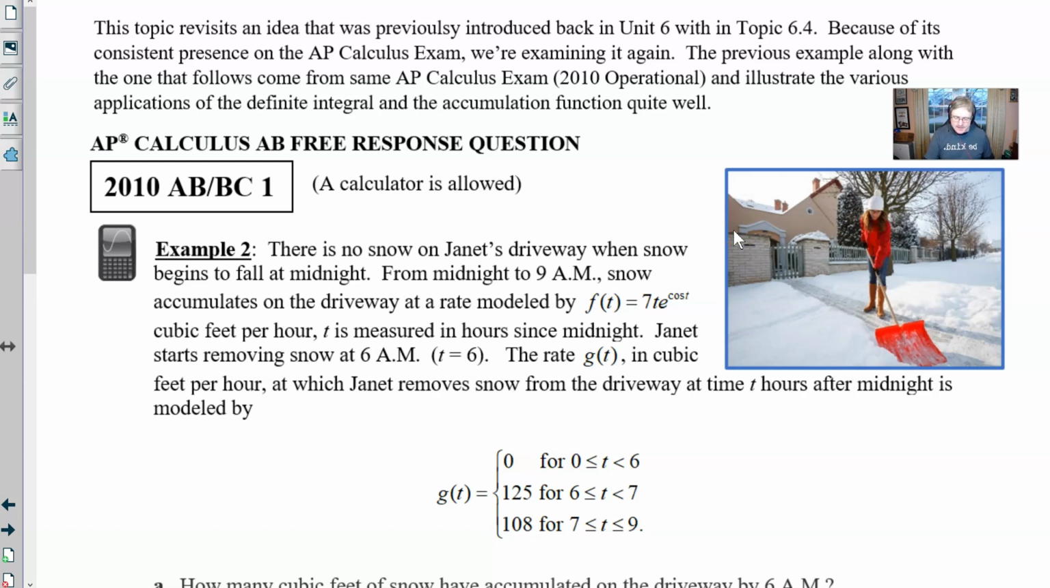So let's read this. There is no snow on Janet's driveway when snow begins to fall at midnight. From midnight to 9 a.m., snow accumulates on the driveway at a rate modeled by f of t equals 7t e to the cosine of t cubic feet per hour. t is measured in hours since midnight. Janet starts removing snow at 6 a.m. The rate g of t, in cubic feet per hour, at which Janet removes snow from the driveway at time t hours after midnight is modeled by g of t. And wow, look at that g of t. That's a rough looking rate at which Janet's shoveling snow.